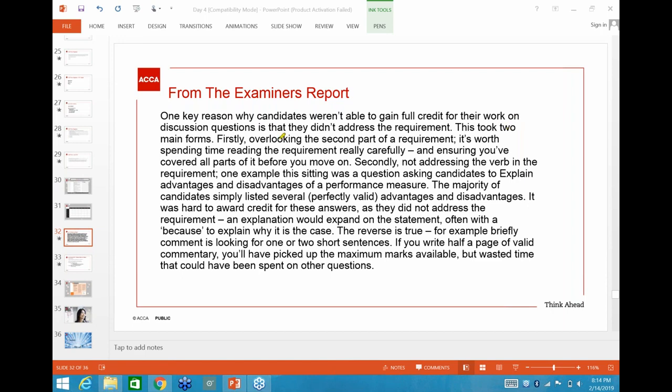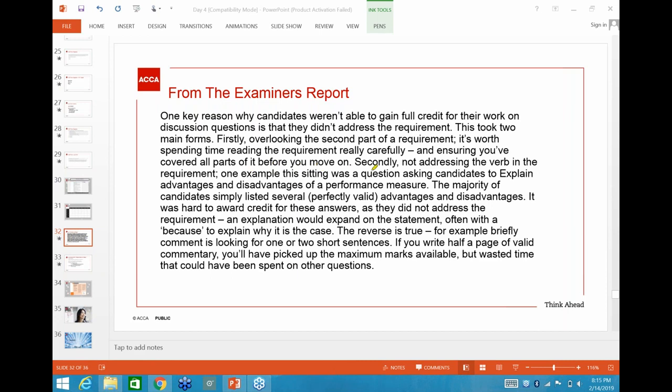This took two main forms. Firstly, overlooking the second part of the requirement. It's worth spending time reading the requirement really carefully and ensuring you've covered all parts of it before you move on. Secondly, not addressing the verb in the requirement. Okay. So I stressed on the verb. I'll come back to this verb. I have something there on the verb. Okay. So read the question, answer what they are asking. Okay. And answer what they are asking, taking into consideration the verb.